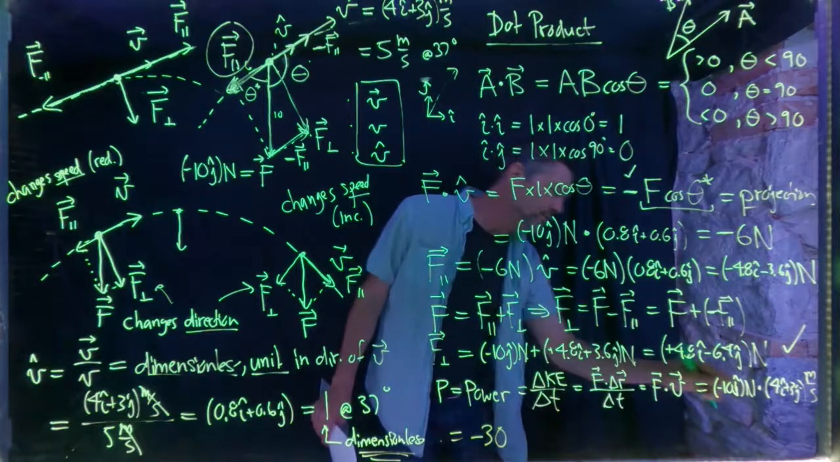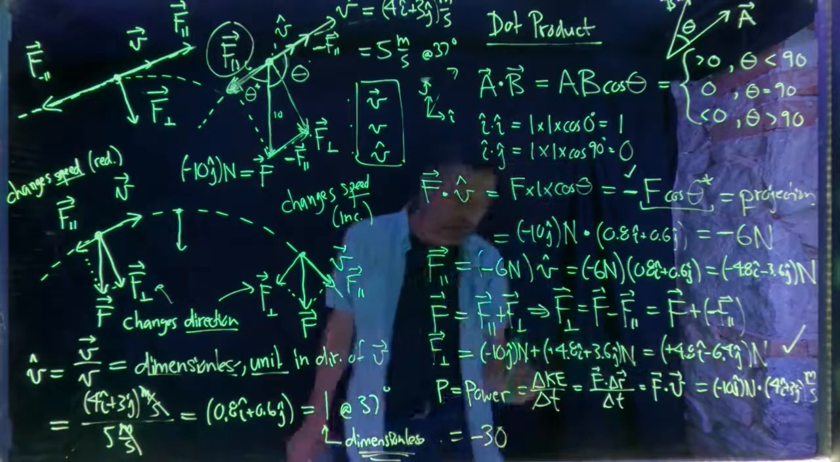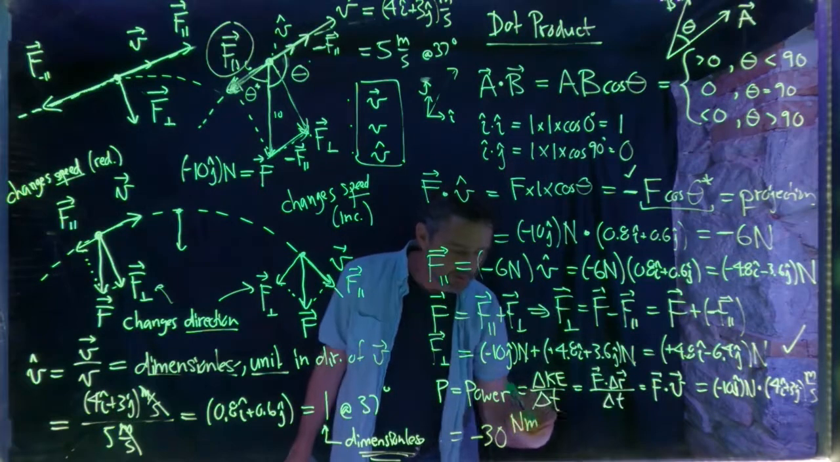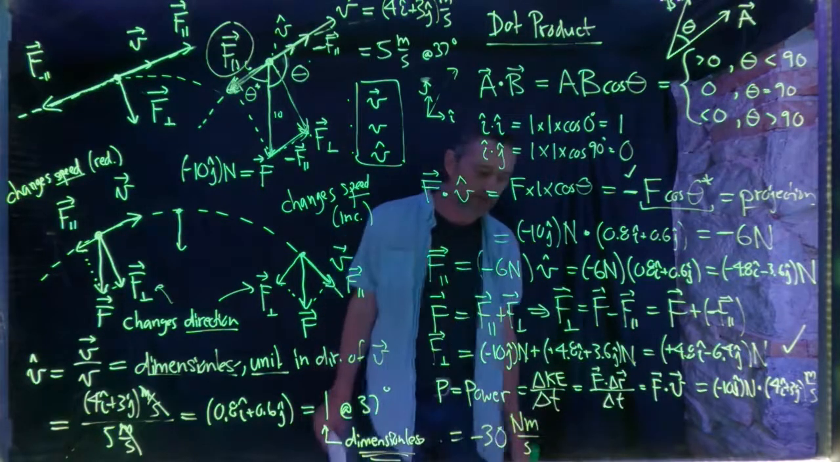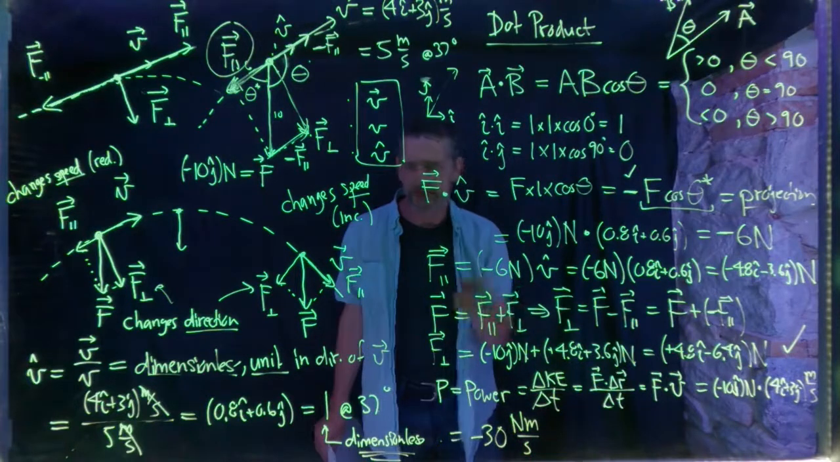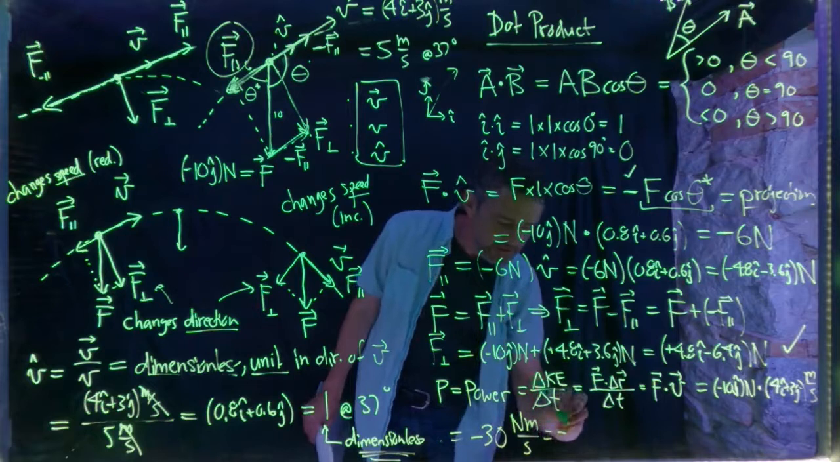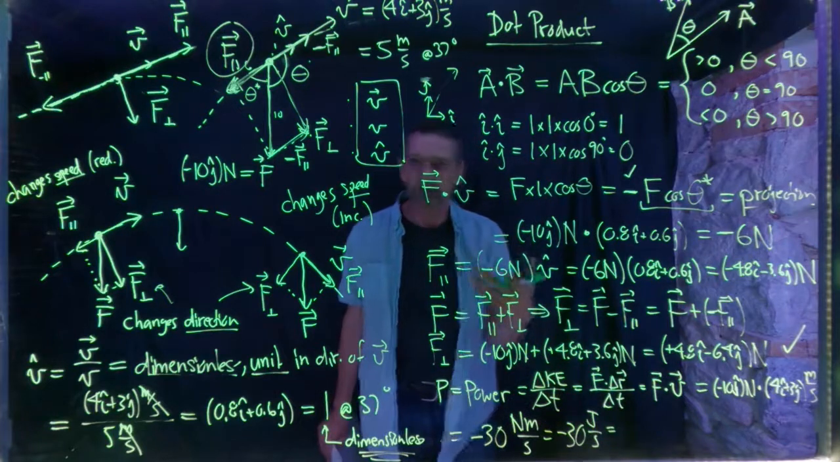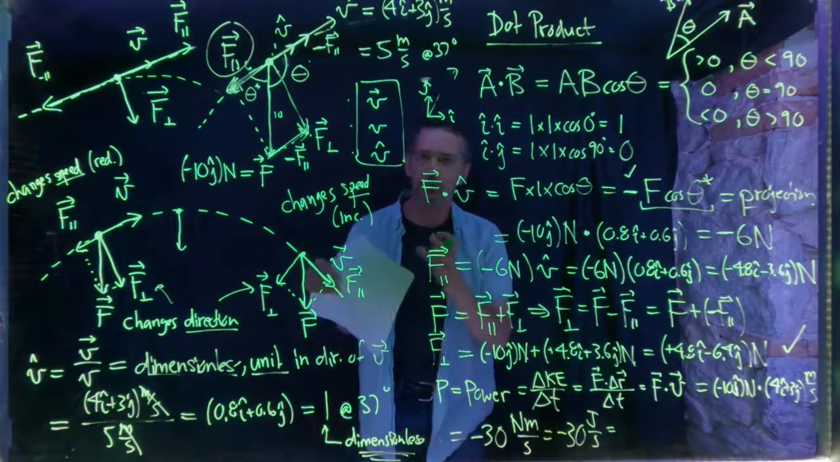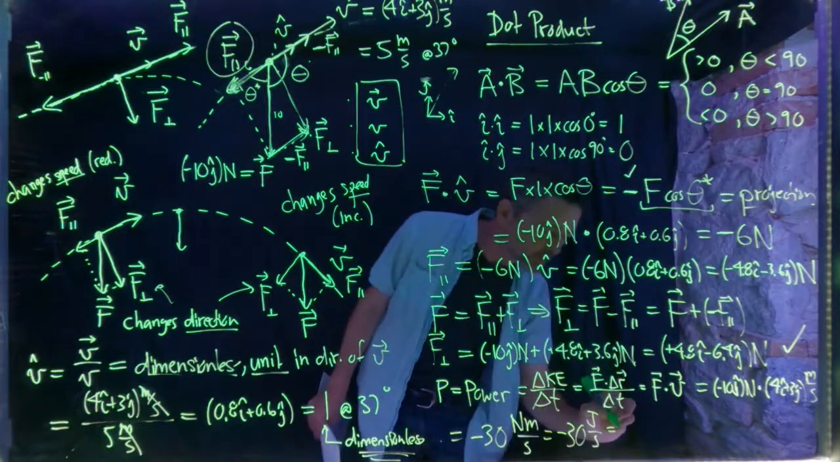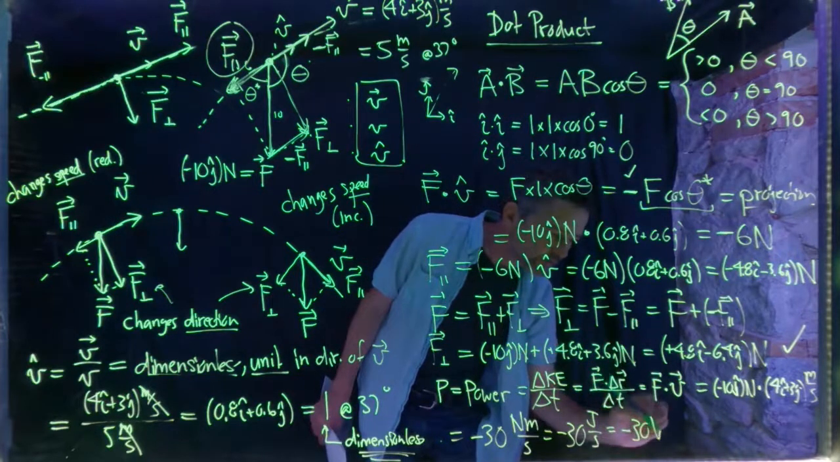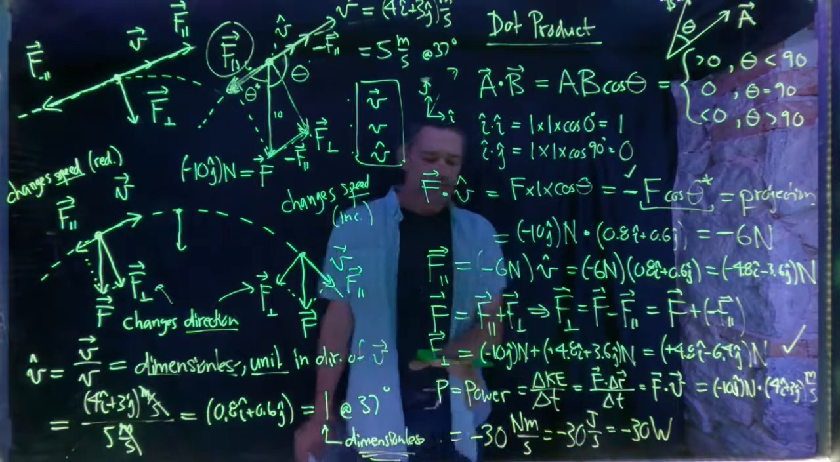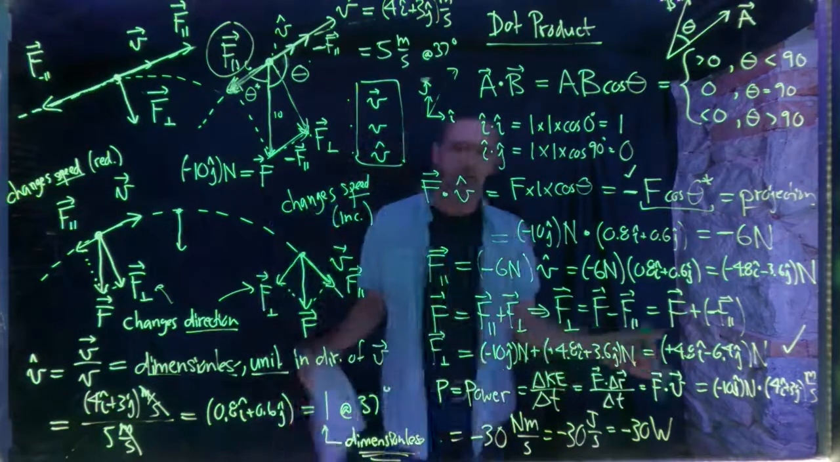And the units are newtons times meters per second, so newton meters per second. And remember, newton meters, force times distance, is energy, is joules. So this is negative 30 joules per second. And joules per second is a rate at which energy is being transferred, so so many joules per second, well, that's watts. So this is negative 30 watts. This is just a simple example of how the dot product is used everywhere.